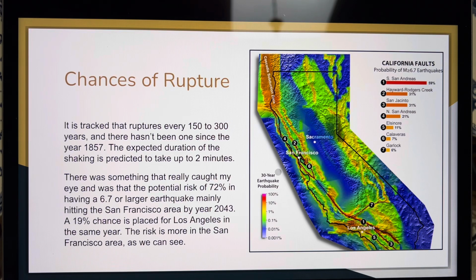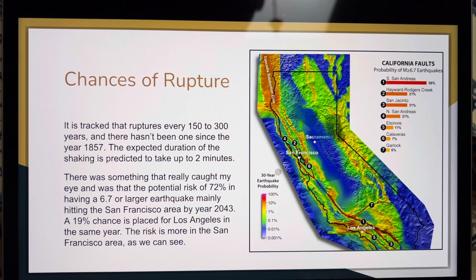As for the chances of this big one occurring, according to some of the articles I was reading, this fault ruptures every 150 to 300 years, and there hasn't been a strong one since 1857. The expected duration of the shaking is predicted to be up to 2 minutes. Sorry, I was still on the other slide.